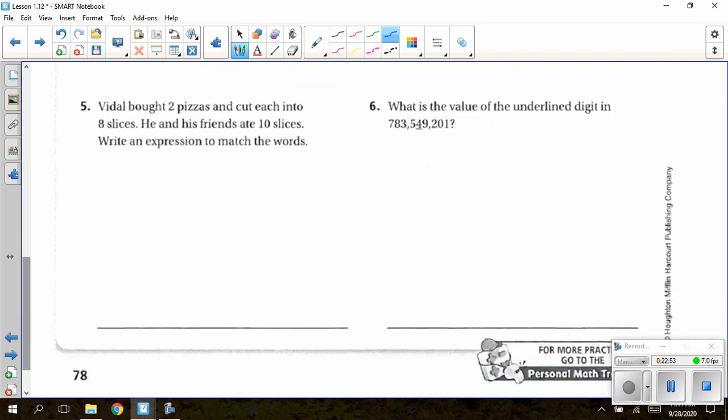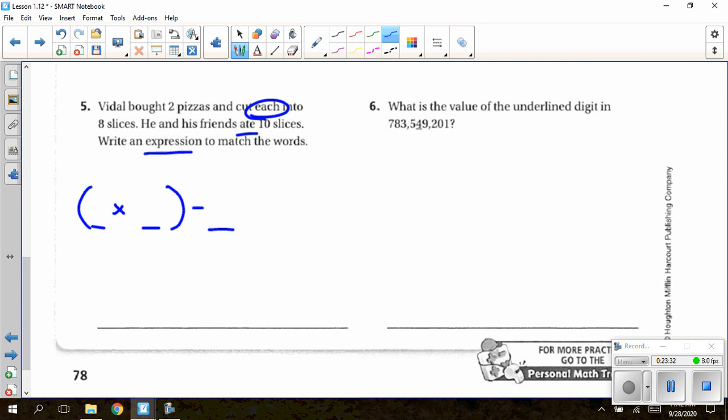Question number 5, Vital bought 2 pizzas and cut each into 8 slices. He and his friends ate 10 slices. Write an expression to match the words. So ladies and gentlemen, we know that we are working with 2 pizzas and how many slices they are each cut into. So we know that we have a multiplication sign within our parentheses. And then if they're eating, you would have to take away. So you will have to fill in 3 missing numbers within this expression.